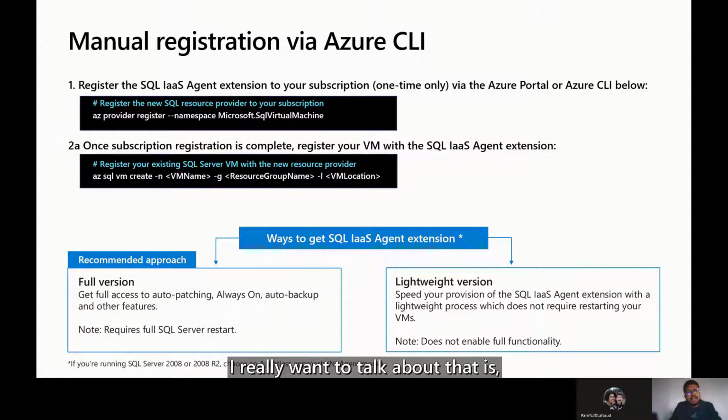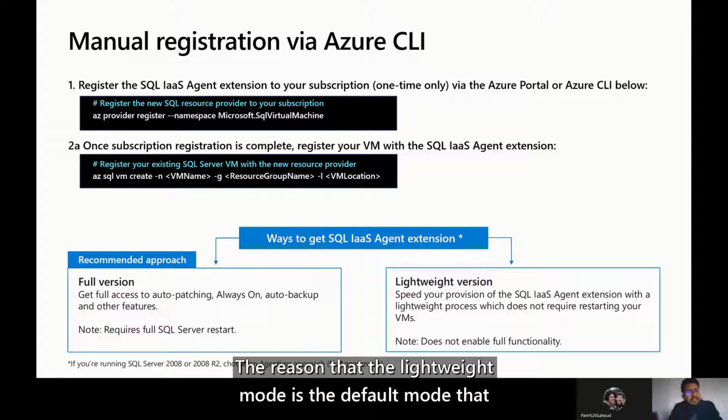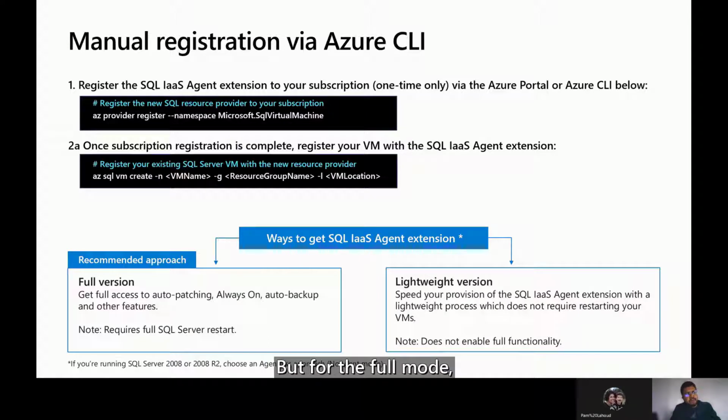This is the important point I really want to talk about. This IaaS agent extension comes with two modes. One is lightweight mode and another is full mode. What are these modes again? The lightweight mode is the default mode that we enable whenever you run this automatic SQL VM registration. But for the full mode, you have to go and do it manually per VM.